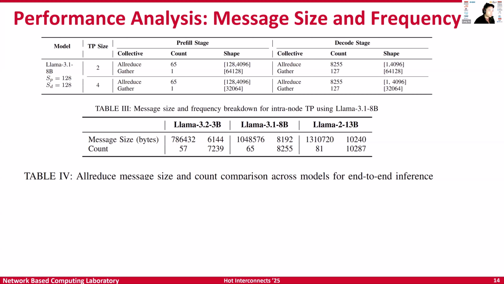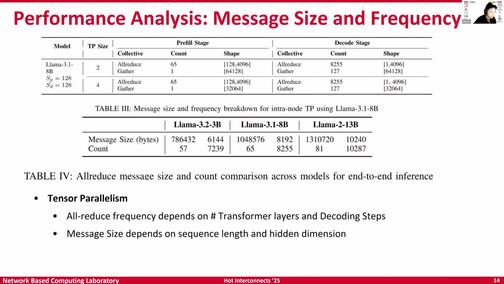If we scale up the TP size from 2 to 4, we can see that the number of counts didn't change. If we then compare our message sizes and counts across model sizes, you can see that as we scale up the model sizes, we have more transformer layers and a larger hidden dimension size. We have more counts and a larger message size conducted using AllReduce. So the AllReduce frequency really depends on the transformer layers and decoding steps. The message size really depends on the sequence length and the hidden dimension.